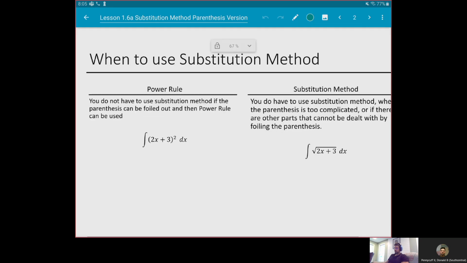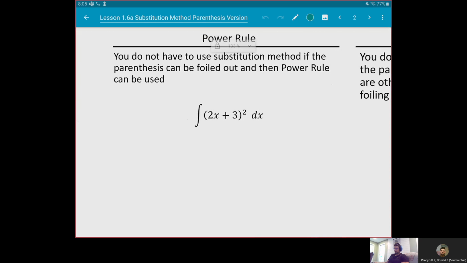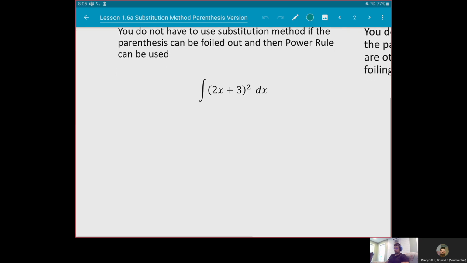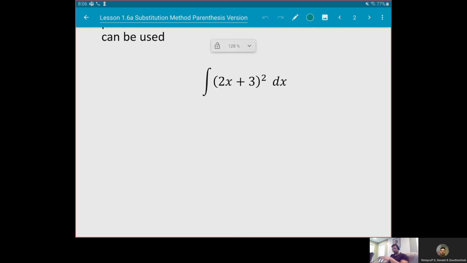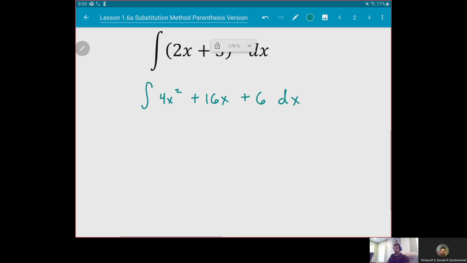Now, the key is knowing when you have to use substitution rule. On something like this right here, a normal math textbook would tell you that you have to use substitution rule on this, but you actually don't. If you've got a parenthesis raised to a power, you can instead choose to FOIL that out and get that exponent out of the way. So I could do the FOIL method on this one right here and get 4x squared plus 12x plus 6 dx and be done with it.